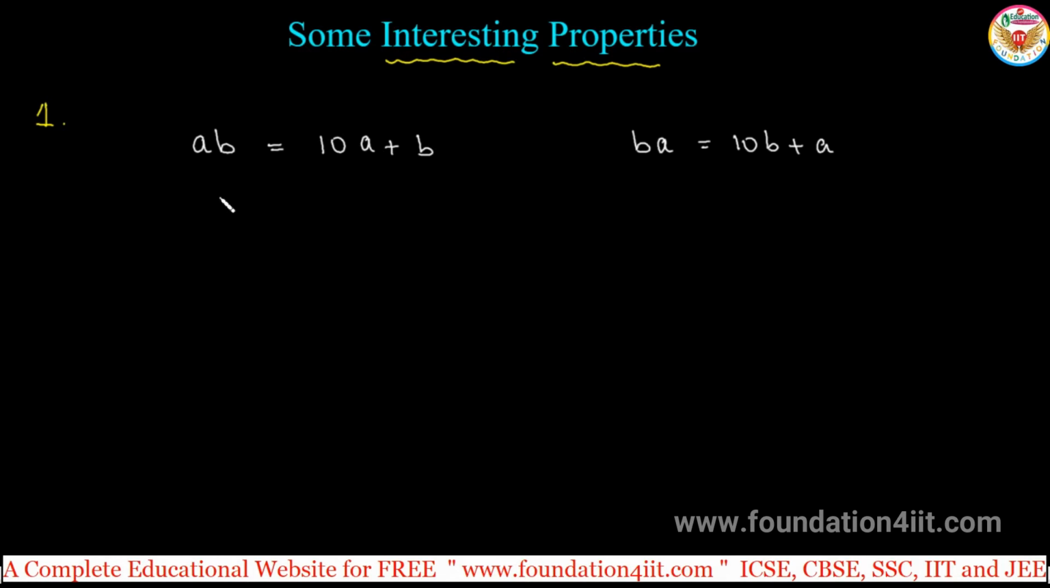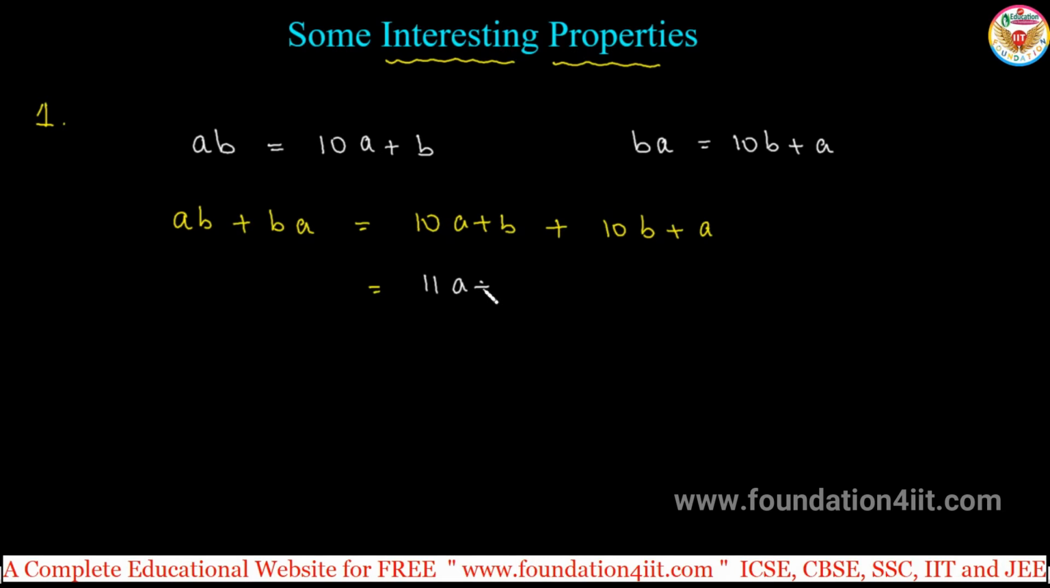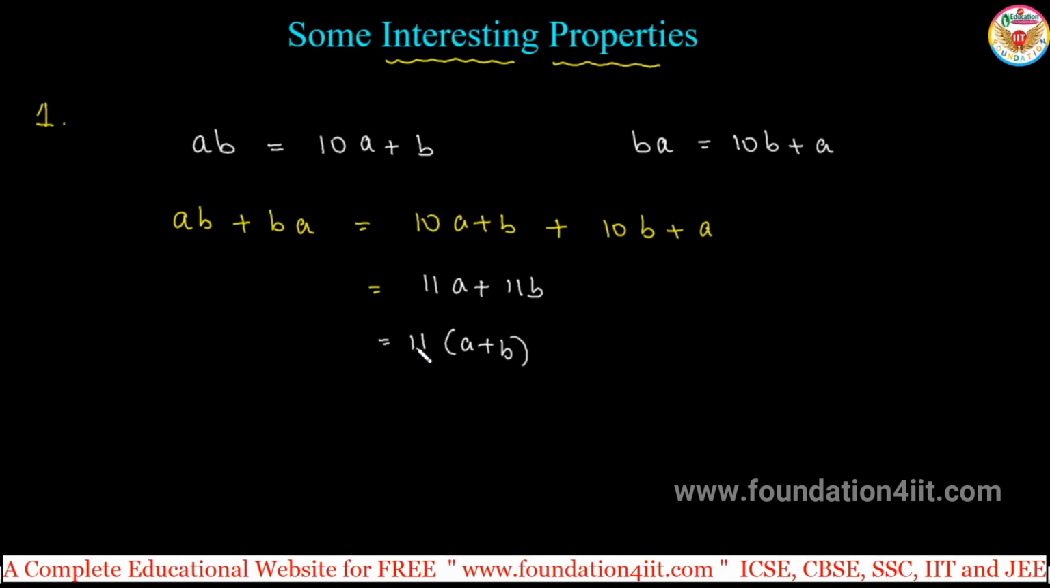By adding these both, AB plus BA, that is equal to 10A plus B, the first number, plus 10B plus A, the second number. By adding these both, 10A plus A, so 11A, B plus 10B, 11B. If you take 11 common, then A plus B. The meaning of this is, any two-digit number you take, reverse that number and add, that value should always be divisible by 11 or by the sum of the digits.